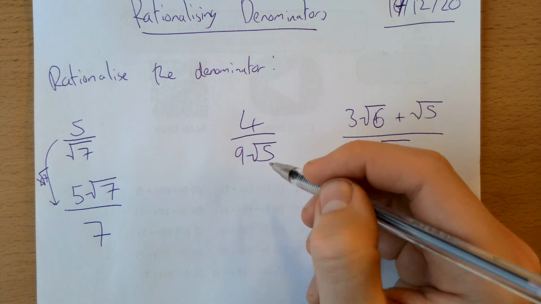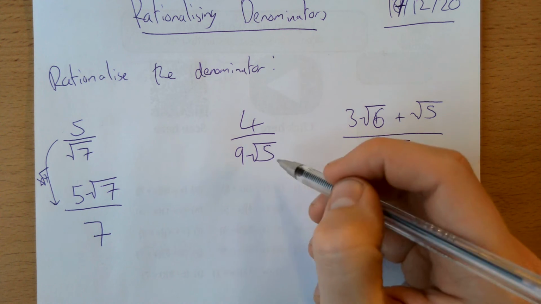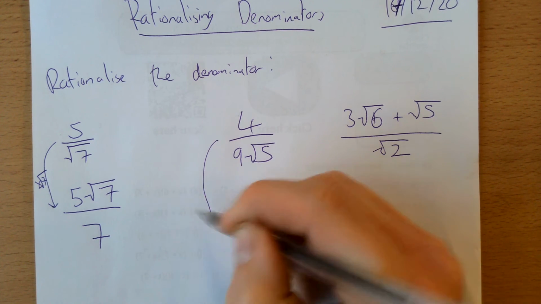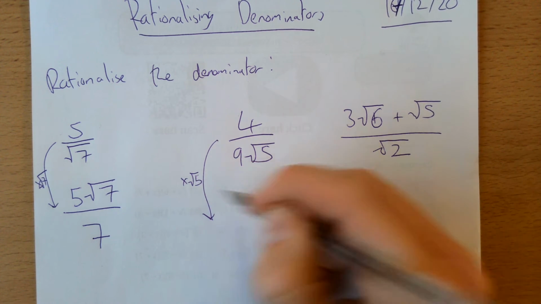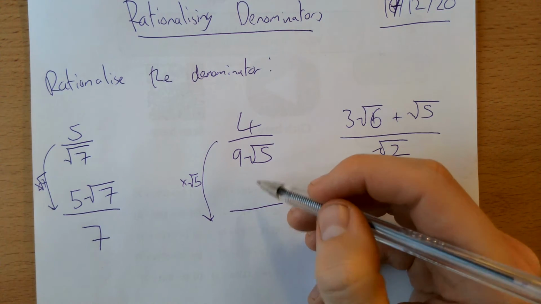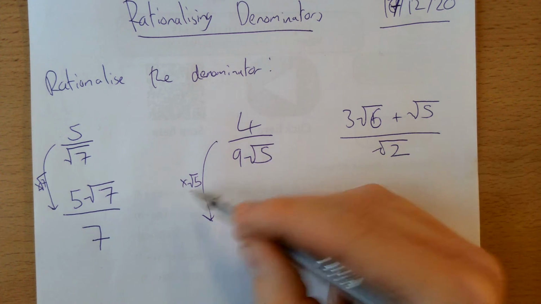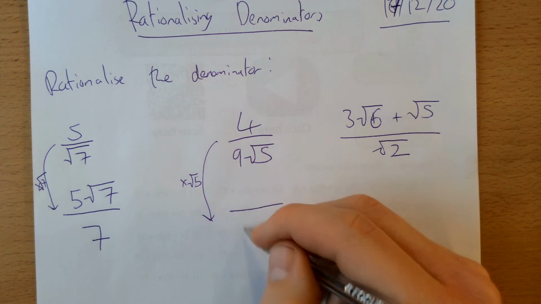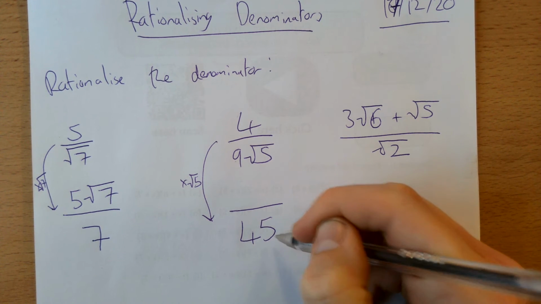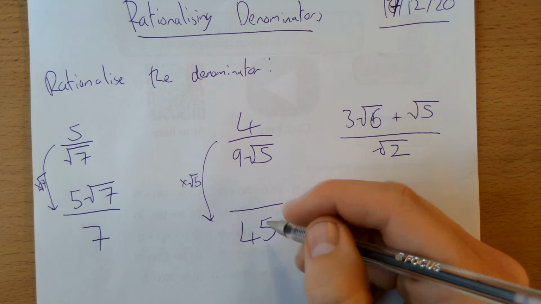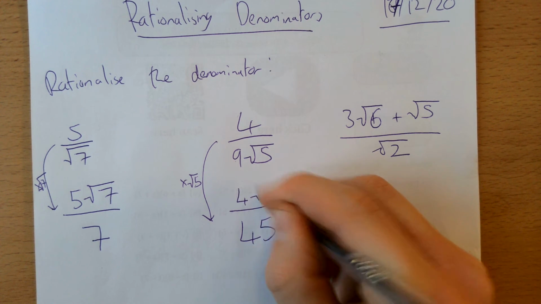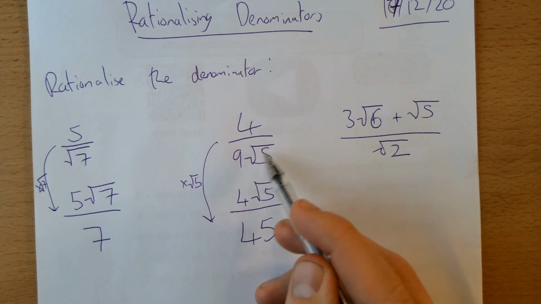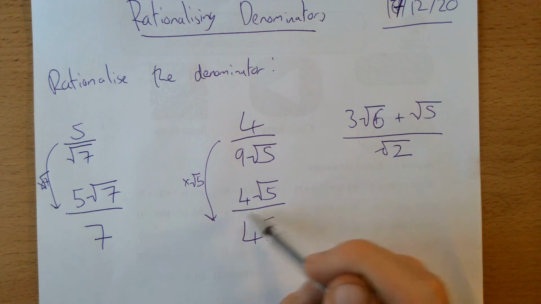Here's another one, 4 over 9 root 5. Again, I'm going to times the top and the bottom of the fraction to cancel out this surd, and I'm going to times the top and the bottom by root 5. So if I times the bottom by root 5, well, root 5 times root 5 is going to give me 5, but it's also being timesed by 9, so it's going to become 45, and the top of the fraction is going to become 4 root 5. Again, by multiplying by this square root, it's cancelled the square root, and now I've got a rational number on the bottom.